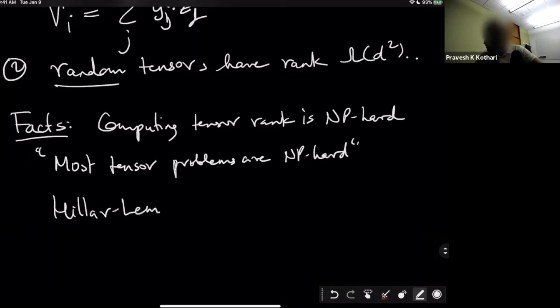I guess I forgot to put the year, but I think it's maybe not that old, maybe 08, if I remember correctly. Okay, so this problem is NP hard, and actually so are many variants of it.